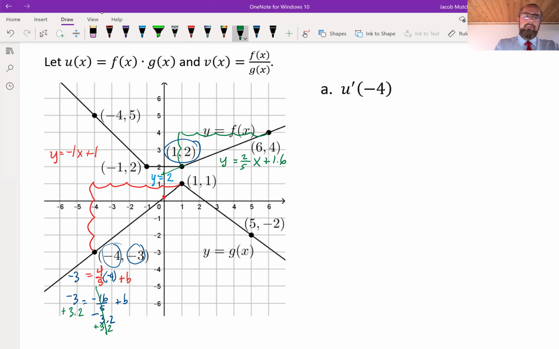And then -3 plus 3.2 is simply 0.2. So that's my b value. And let's write this equation. Again, I'll return the y and the x and the y-intercept of 0.2.